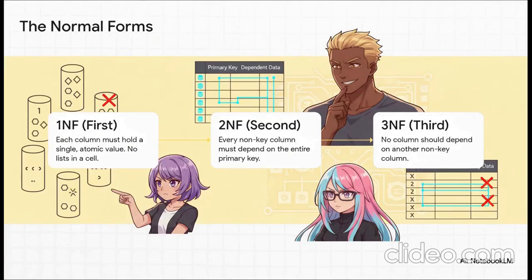Now, normalization follows a few key rules, and honestly, these are the big three you need to know. First normal form means every cell has to hold a single atomic value. No stuffing lists in there. Second normal form: all the columns in a table have to depend on the entire primary key, not just a piece of it. And third normal form says no column should depend on another column that isn't the key, like a street address shouldn't determine the zip code. These rules are the blueprint for a solid data model.